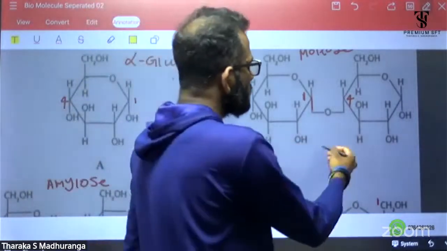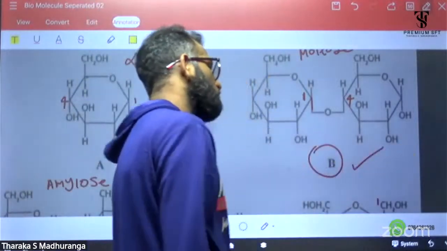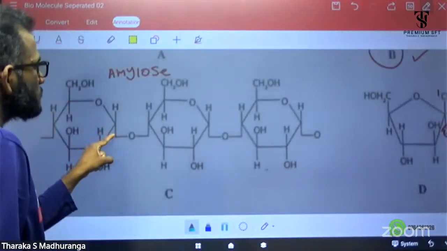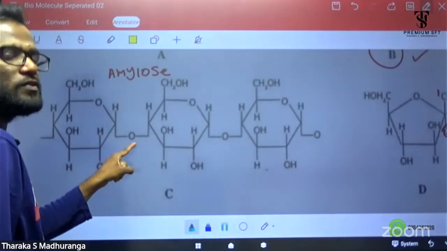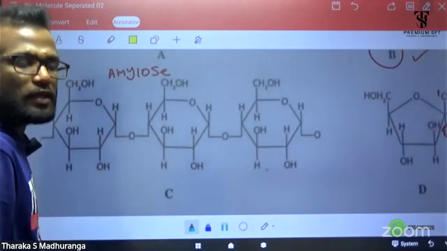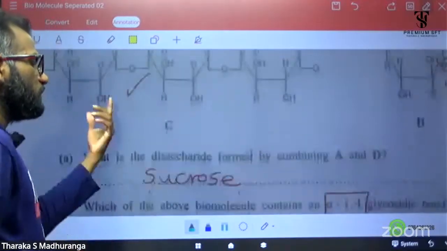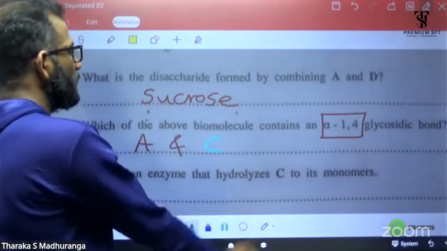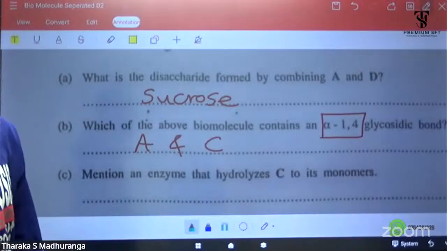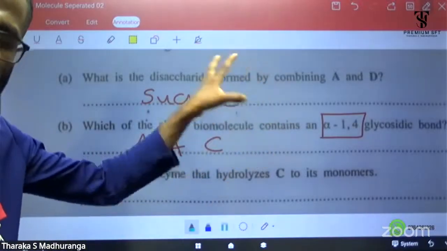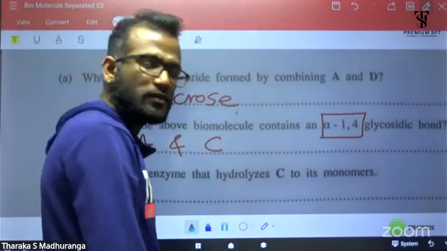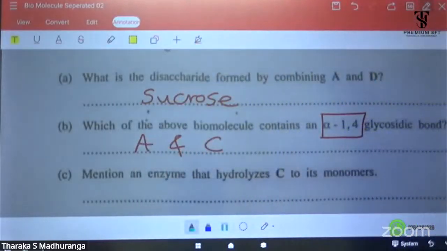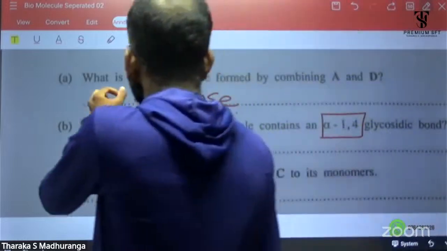Then B is correct for alpha 1,4 glycosidic bond. See this one? Yes, that one also has an alpha 1,4 glycosidic bond. Therefore, A and C. Alpha 1,4 means the carbon numbers; the glycosidic bond forms between those carbon numbers.